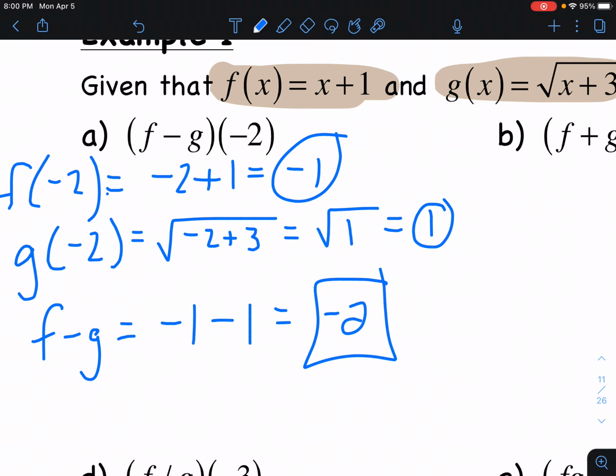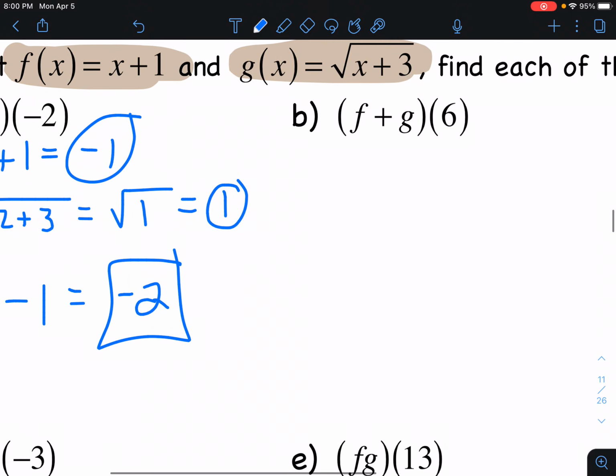So what did we do in this problem? We just took negative 2 and plugged it into f, got a number. Took the negative 2 again, plugged it into g, got a number. Evaluated each of them, and then did the results f minus g like it asks for.